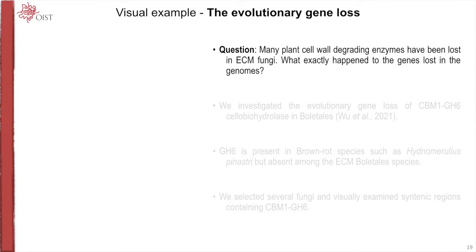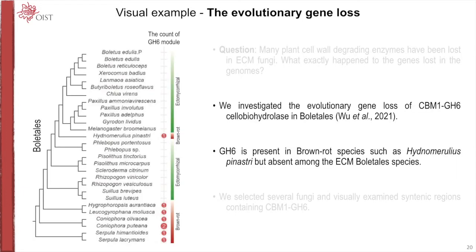Here is the question. Many plant cell wall degrading enzymes have been lost in ectomycorrhizal fungi, but what exactly happened to the gene lost in the genomes? So we investigated the evolutionary gene loss of CBM1 GH6 cellobiohydrolase in Boletales. It was published in 2021.